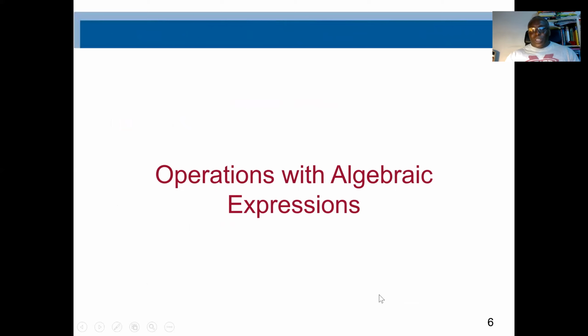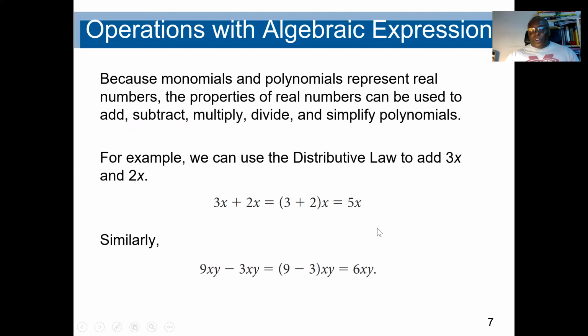So let's start with the operations with algebraic expressions. As I said earlier, we have 4 major operations. Addition, we can add polynomials, we can subtract or find the difference of polynomials, and we can also do multiplication and division of polynomials. Now, when we are adding or subtracting, we always use the term like terms.